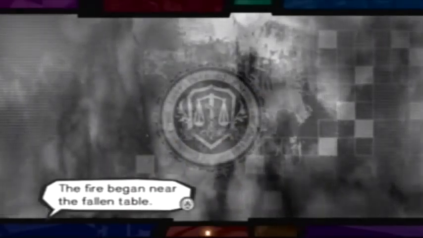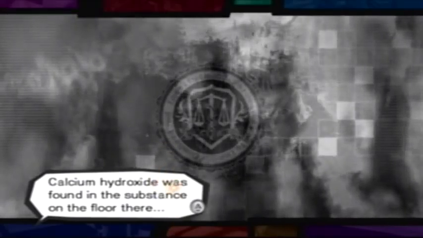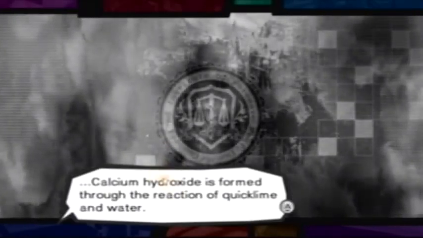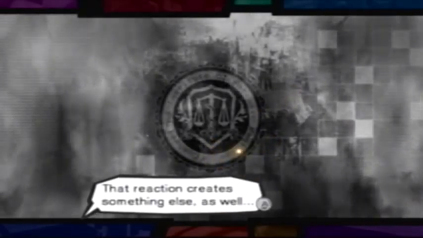The fire began near the fallen table. Calcium hydroxide was found in the substance on the floor there. Calcium hydroxide is formed through the reaction of quicklime and water. That reaction creates something else as well.